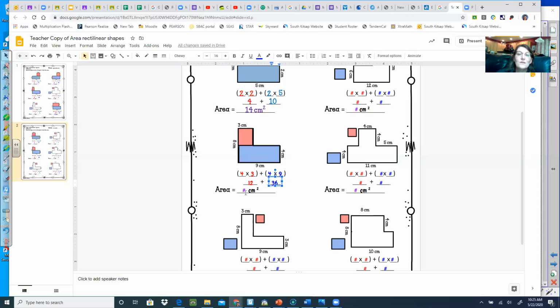6 plus 2 is 8. And 1 plus 3 is 4. So that's got a grand total area of 48 centimeters squared.